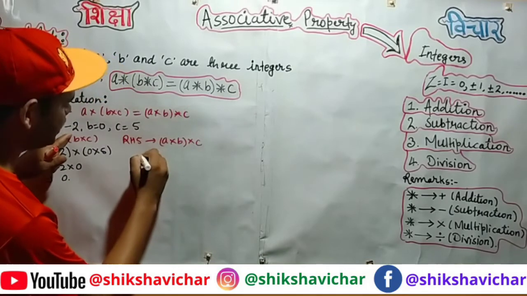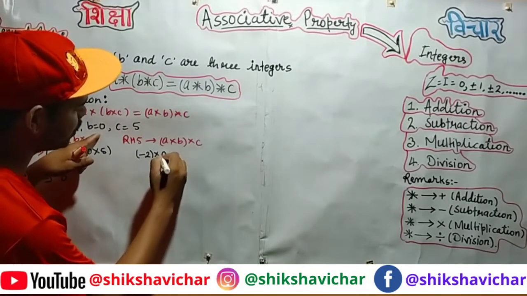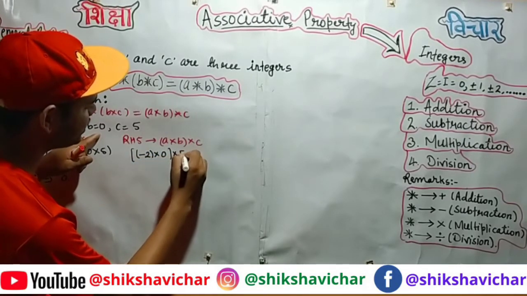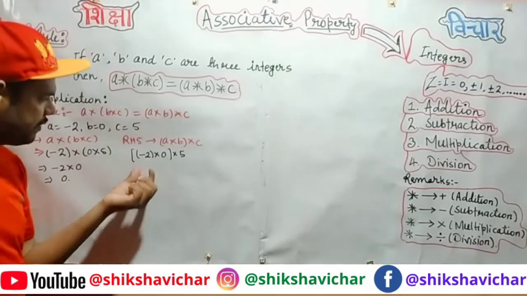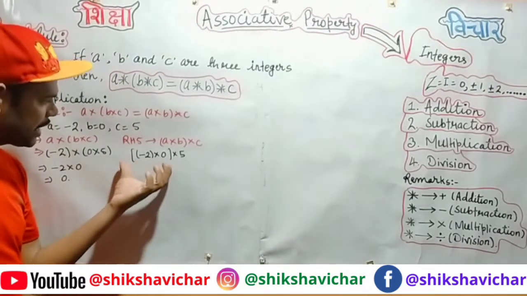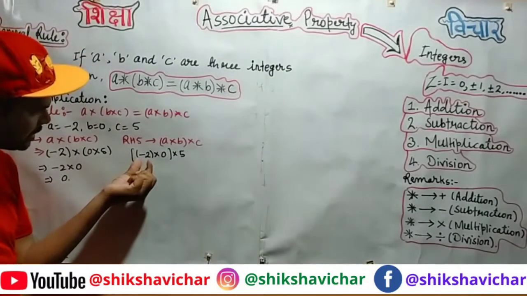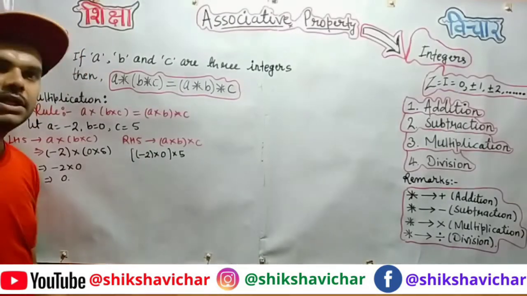The value of A is -2, multiplied by B, that is 0, and then multiplied by C, that is 5. See, here there are two brackets. The first one is a small bracket, the second one is a big bracket. Why did I put these two brackets here? Because there is a negative sign, therefore I put this number inside the small bracket.